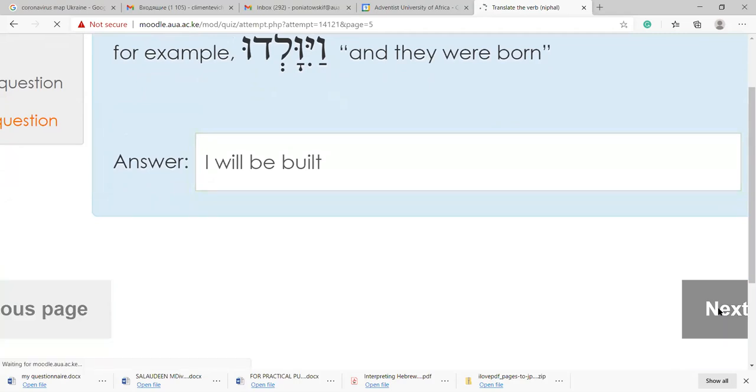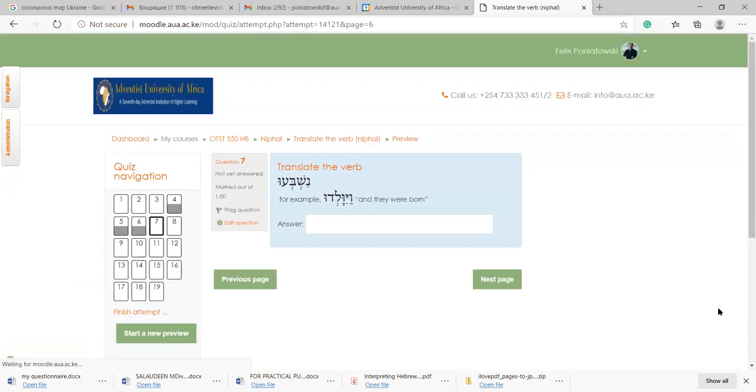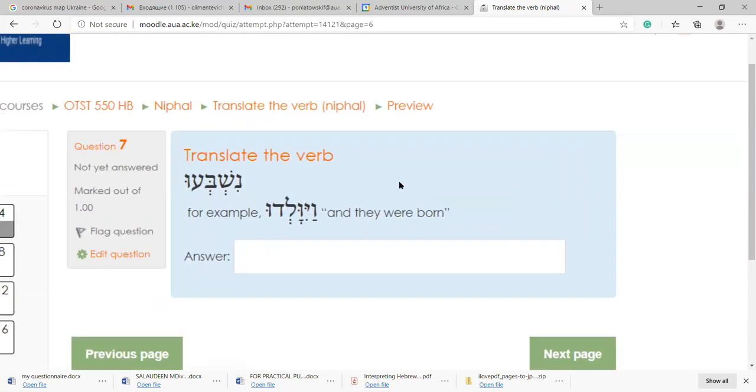By the way, it occurs in the Bible, especially. It's not easy. That is why I do it together with you. So it occurs in the Bible, for example, when Rachel, when she didn't have children, she said to Jacob, take my maid servant, and maybe I will be built from her. So this is the biblical word.